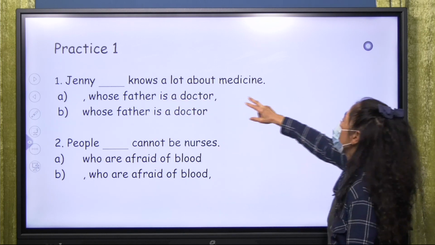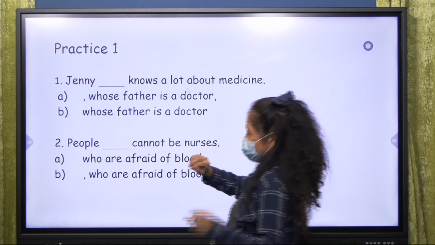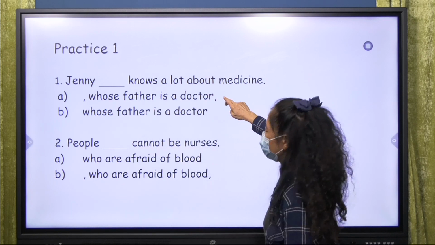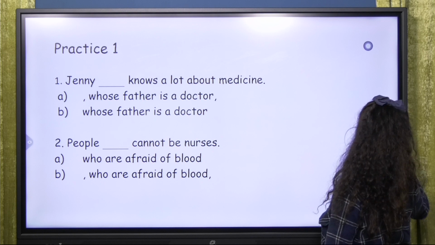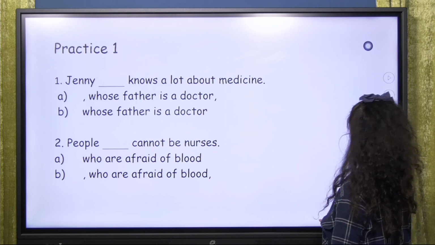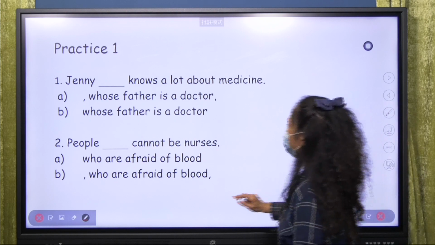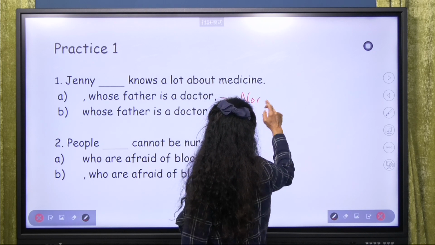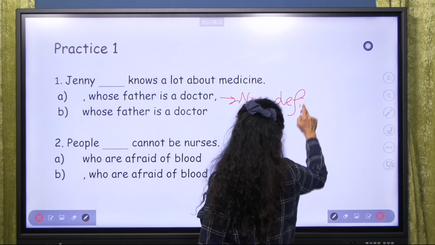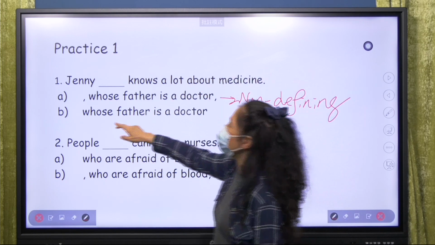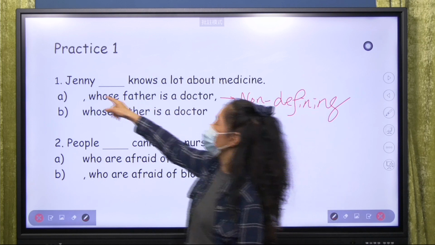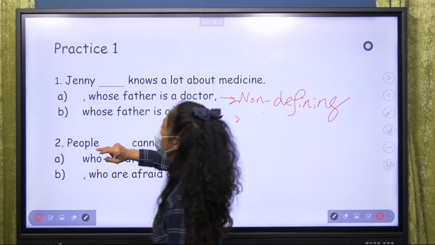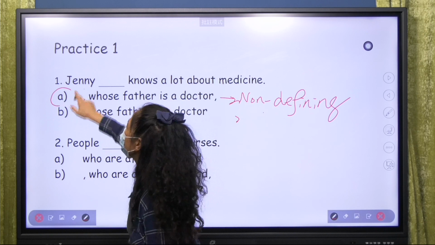Jenny knows a lot about medicine. I've already told you the relative pronoun, whose, but this is non-defining. I can tell you this is non-defining, and this is defining. So Jenny, we got her name already, right? So we know Jenny. This is extra information, so answer A.